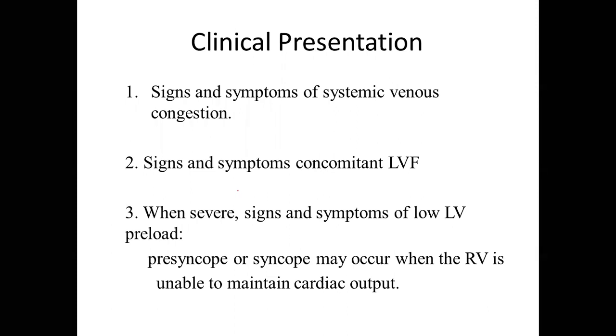Okay. So what are the clinical presentations of RV failure? The symptoms and signs come from three main pathophysiologic points. The first is due to venous congestion, systemic venous congestion, and this can present as symptoms of body swelling, such as edema, hepatic congestion, ascites, and so on. And signs like increased jugular venous pressure, and also signs of hepatomegaly and ascites can be detected.